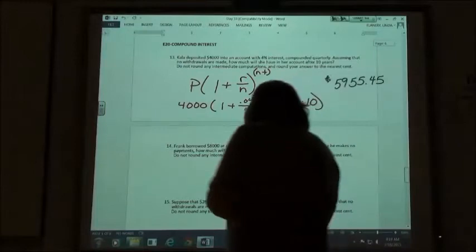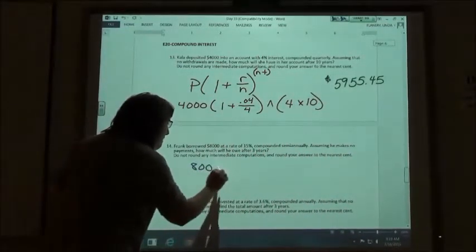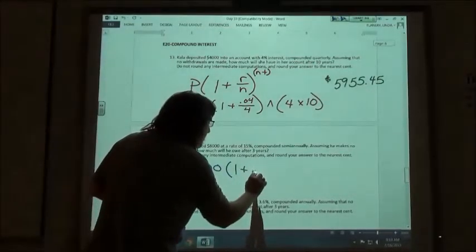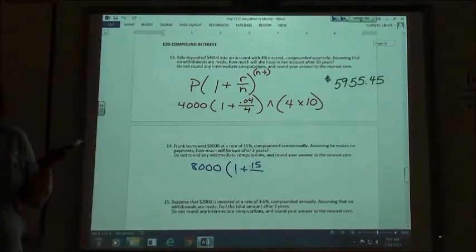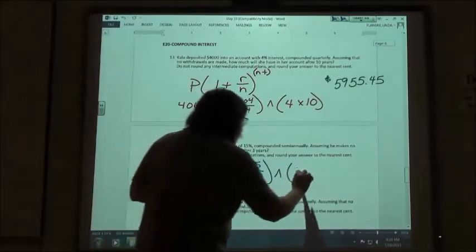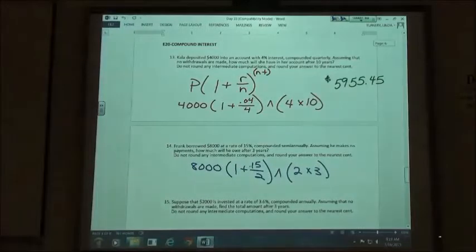So number 14 there. Frank borrowed $8,000 at a rate of 15%. So 1 plus 0.15 over 2, compounded semi-annually, 2 times a year. To the 2 times a year for 3 years. So it's compounded 6 times altogether.